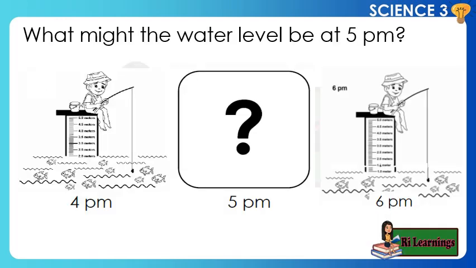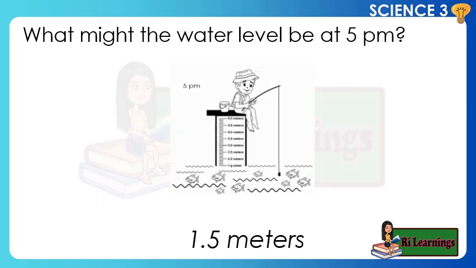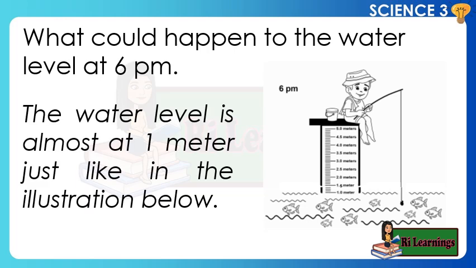What might the water level be at 5 p.m.? 1.5 meters. What could happen to the water level at 6 p.m.? The water level is almost at 1 meter, just like in the illustration below.